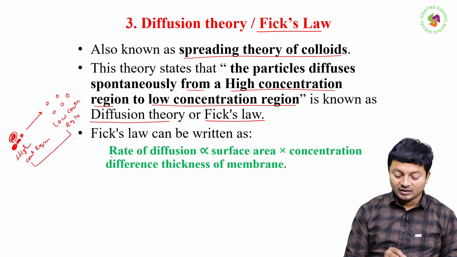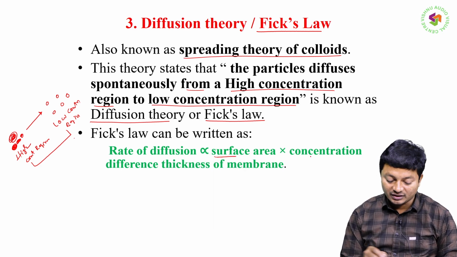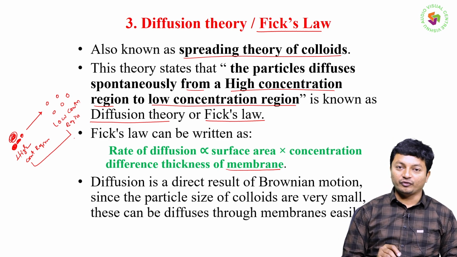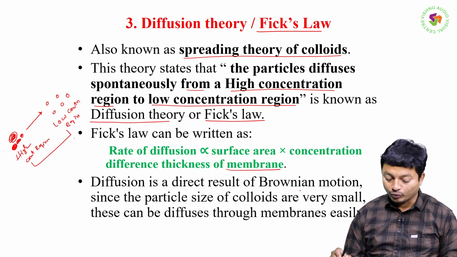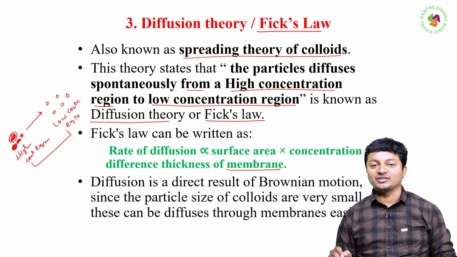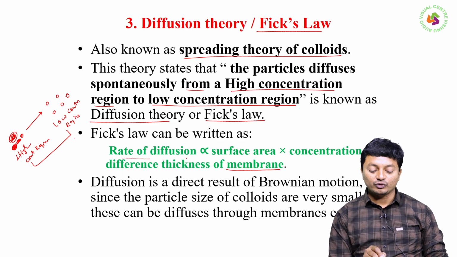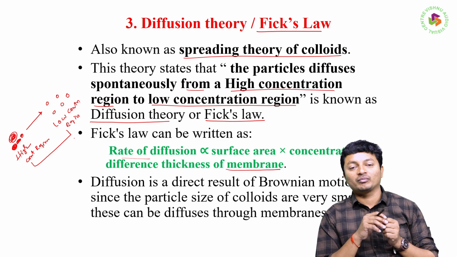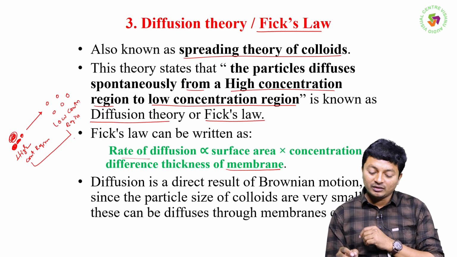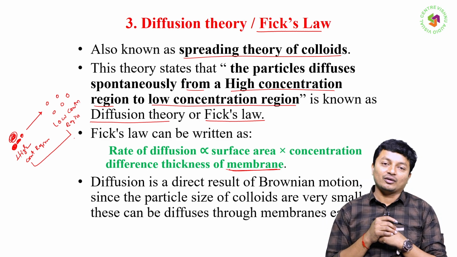Fick's law can be written as: rate of diffusion is directly proportional to surface area and concentration difference, and inversely to the thickness of the membrane. Diffusion is a direct result of Brownian motion. Since the particle size of colloids is very small, these can be diffused through membranes easily from high concentration to low concentration. So according to this diffusion theory, when particles are moving from high concentration to low concentration through a permeable membrane, the amount of diffusion is directly proportional to the rate of diffusion.